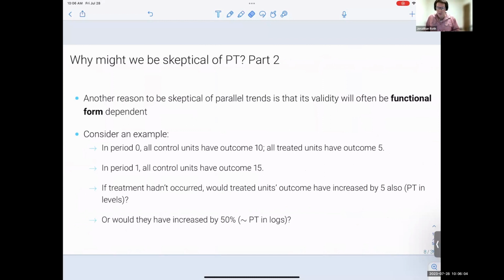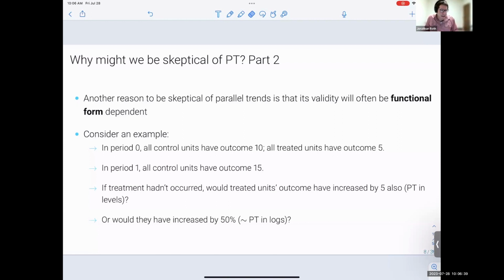And so we've talked about two reasons why you might be skeptical of parallel trends: either time varying factors or time varying effects of fixed confounding factors. A closely interrelated issue is that the validity of the parallel trends assumption will typically depend on the functional form that we use for the outcome. What I mean is whether I use the levels of the outcome or the log of the outcome or some other transformation on the left-hand side, the parallel trends assumption may depend on which of those things I choose.